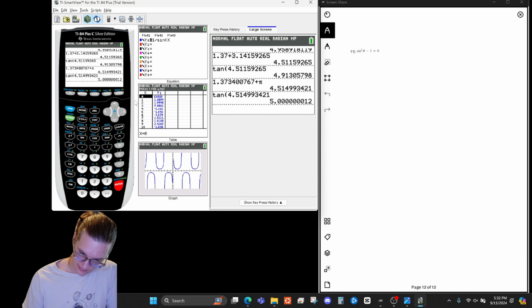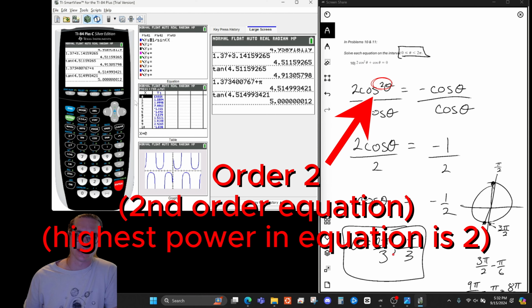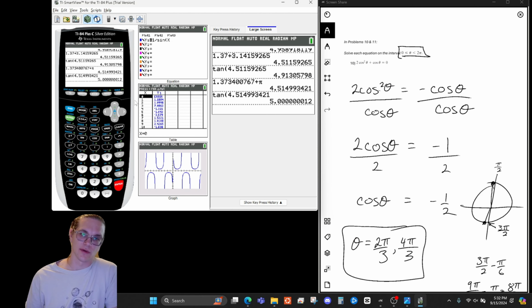And this is the last one. Did I do a square root? No, I didn't. I just divided. That's interesting. I didn't actually take a square root, so I didn't get the plus minus. But it's still order 2, so that's how you know it's going to have 2 solutions. Order 2, 2 solutions in one rotation. If you have an infinite number of solutions, or it's from 0 to 4 pi, then it's 2 solutions per rotation.